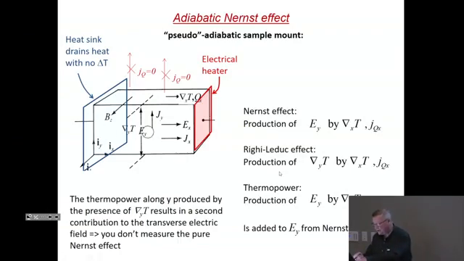Repeat, grad xT produces a Nernst, but it also produces a grad yT. Grad yT produces an electric field itself that's parallel to grad yT due to the Seebeck coefficient in this direction. So at the end of the day, the total Ey has two sources. It has a Nernst effect from grad xT, and it has a Seebeck effect from grad yT. And so with this measurement method, you pick up Ey, you don't know where it comes from, what part of it comes from grad xT, what part comes from grad yT. That's what the situation is when you try an adiabatic Nernst effect.